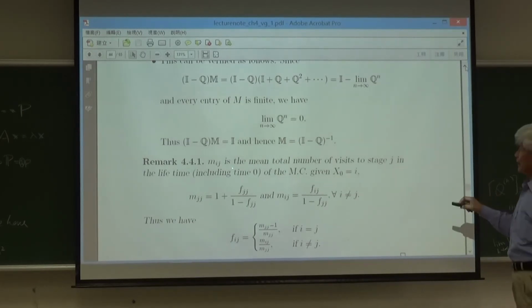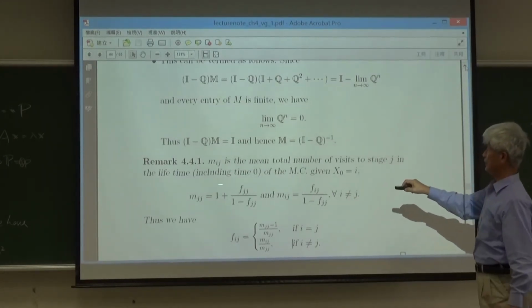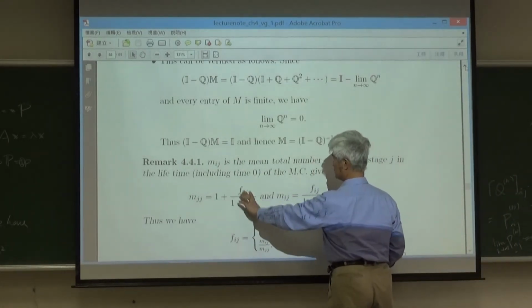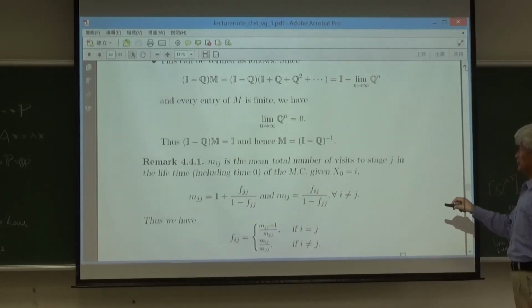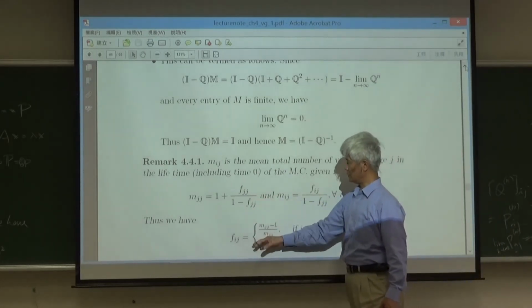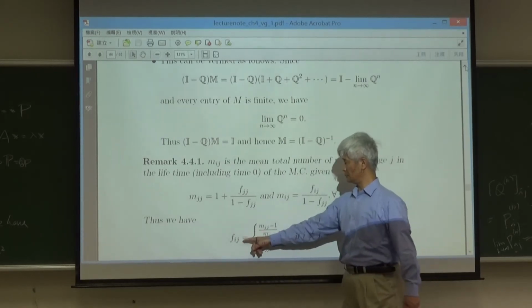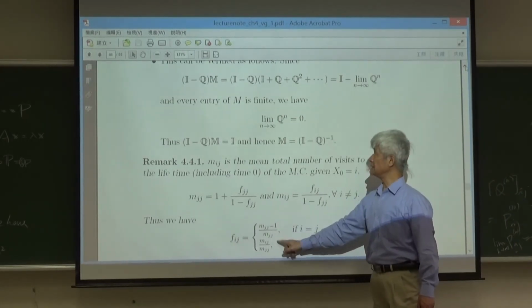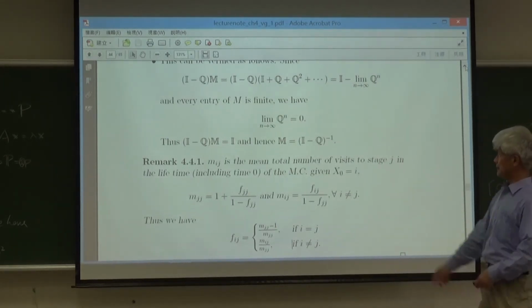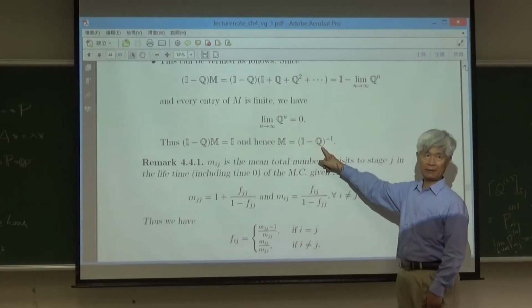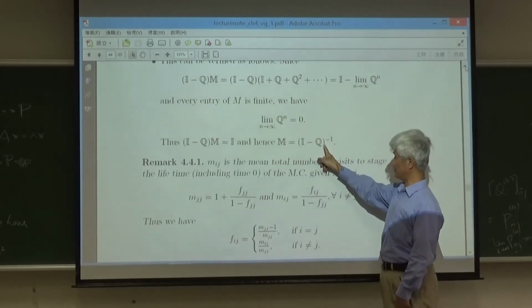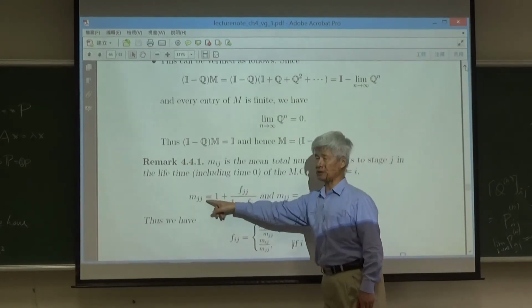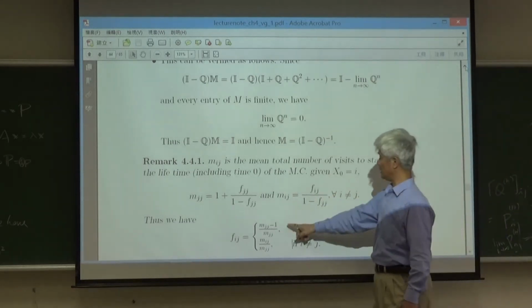Okay, so as we know, M_ij is the mean total number of visits to state j in the lifetime given the initial state i. So M_jj actually is equal to this one, and for M_ij, because delta_ij is equal to 0, we have that. So from these two conditions, we can reverse to find the first passage probabilities from state i to state j by using the M entries. And the M entries are very easy to compute because it's easy to find the Q, right? Once you know the Q, you can find the M by this formula. So you know the M_ij and M_jj.